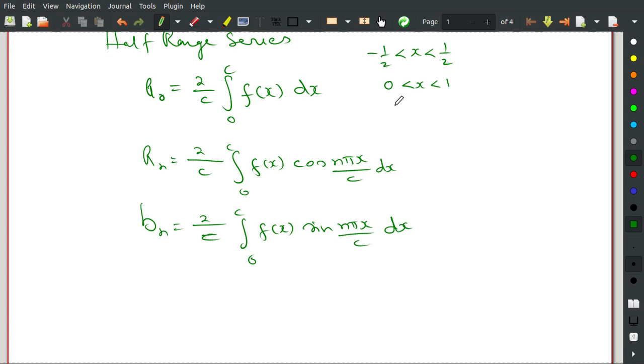Or else it can be from 0 to x less than L. L can be any value, but if it is like this, then it is a half range series. If it is a full range series, what we have is 2L. Since this is a half range series, we have only L. In this case, this is the c. You have to substitute L instead of c and find out all these integrals. Let me work out one example so you can understand this.